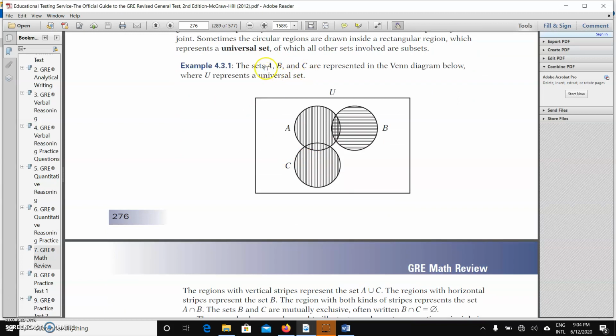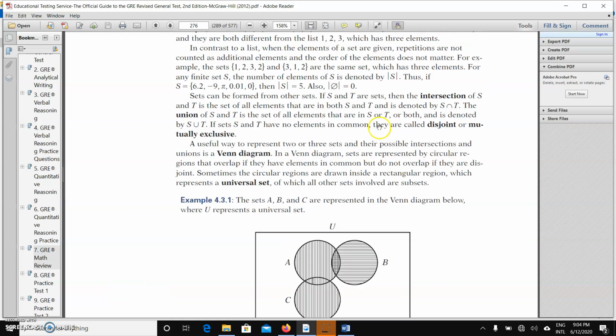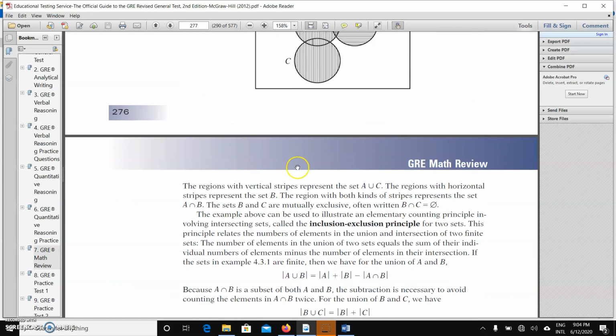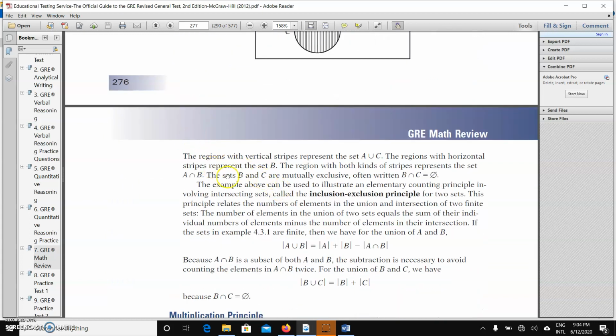We're talking about set A, set B, set C. It's drawn on the diagram. This place of intersection is A intersect B. Intersect, I told you, is that symbol. And A intersect C is this point. There's nothing like B intersect C. B and C did not intersect. So let me tell you what you can think about here. The region with the strip represents A union C.